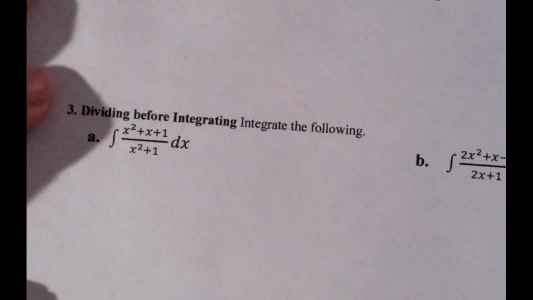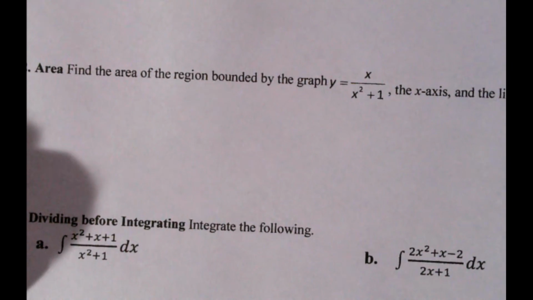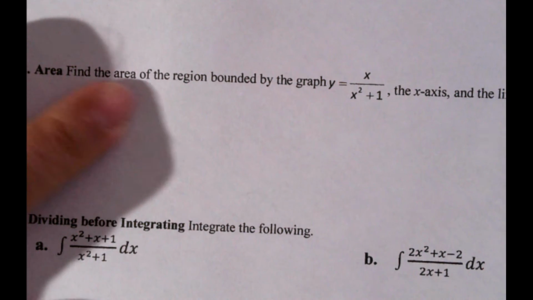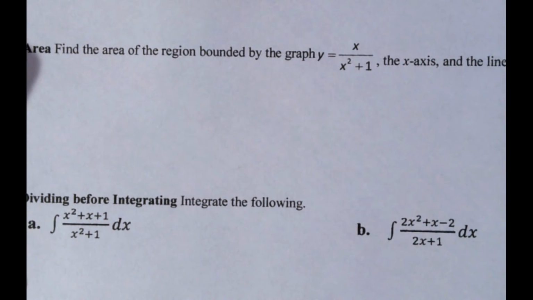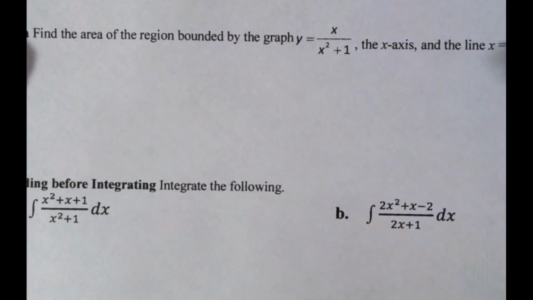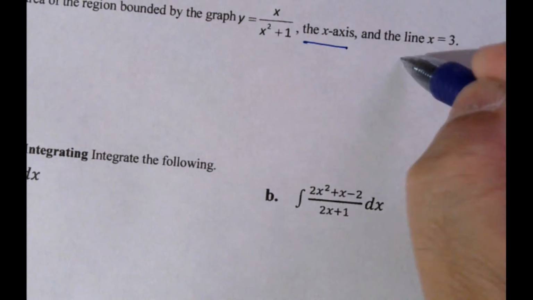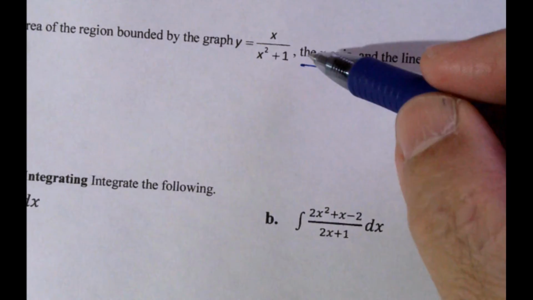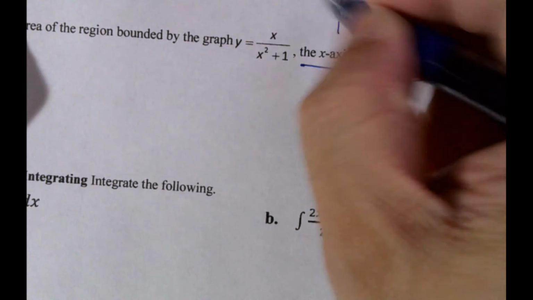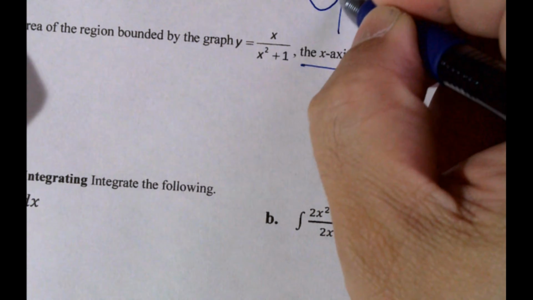So here we go. It says find the area of the region bounded by the graph of y equals x over x squared plus 1, and the x-axis and the line x equals 3. So what does the graph of this look like? It looks kind of like this.